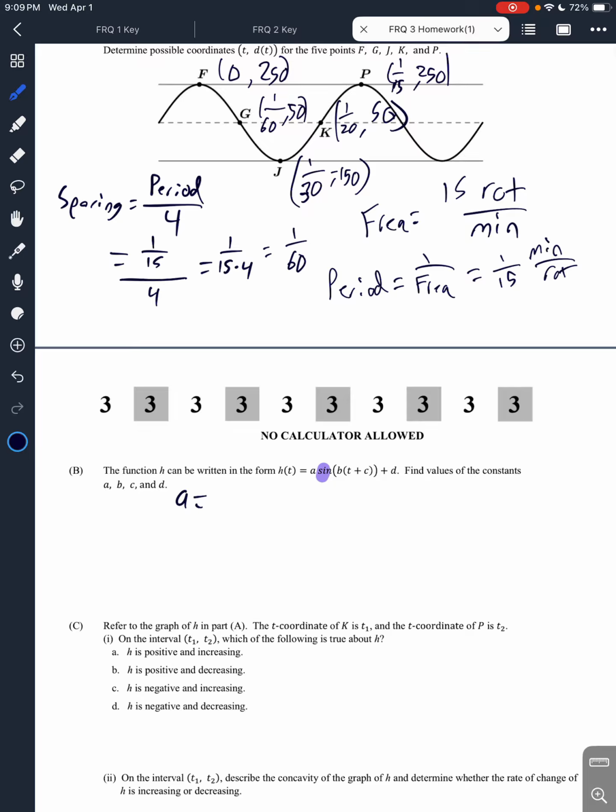A is our amplitude. That is the height from the middle to the max. From here to here, that was up 200. We got that from the problem. A is 200. D is our midline. That's pretty clearly 50. Getting that from our graph up here.